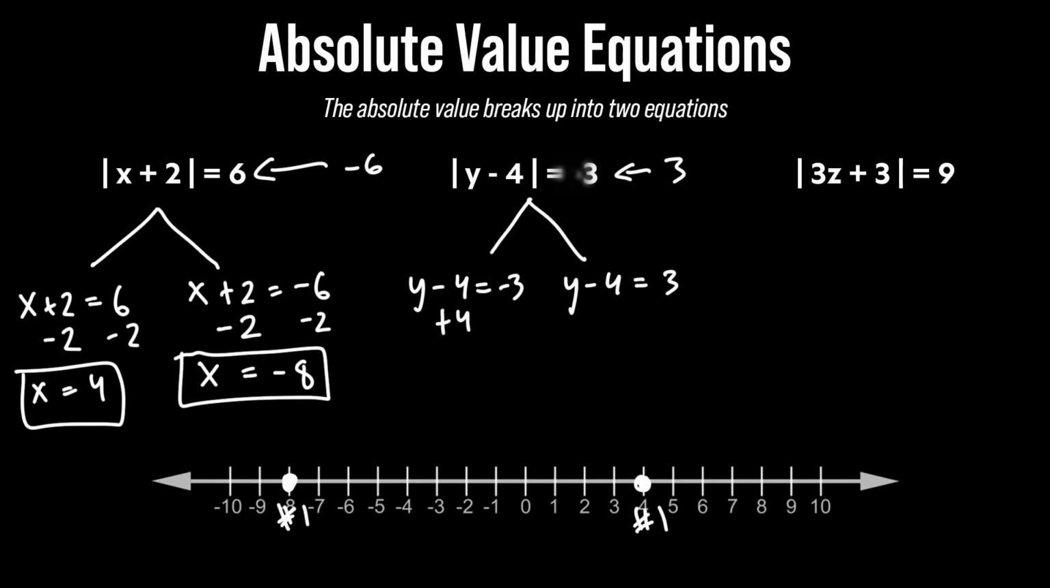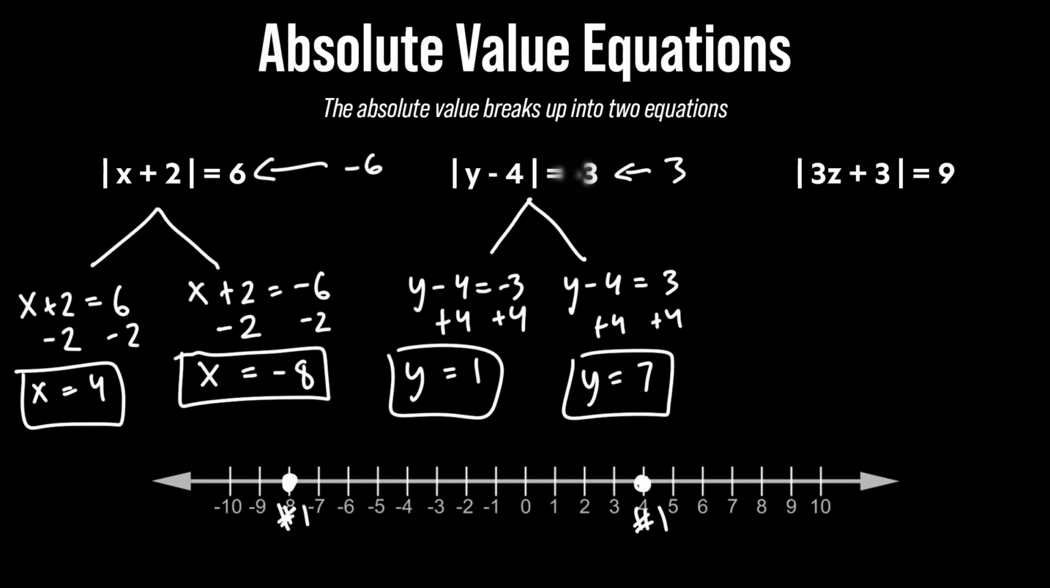Let's add 4 to both sides for this one. So we get y is equal to 1. And in this case, we'll add 4 to both sides as well. And we get y is equal to 7. So for the second one, we have values of 1 and 7.